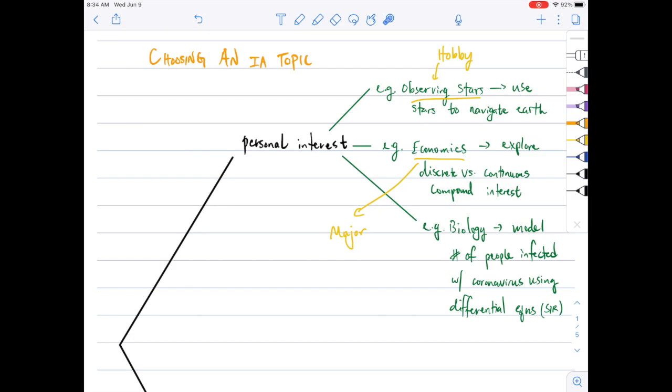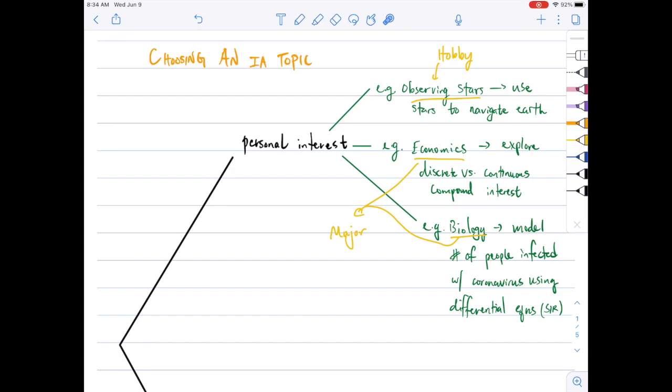I had another student who had an IA around biology, and biology was his future major. He wanted to go into a biology-related major, and so he looked at modeling the number of people infected using differential equations. Specifically, there's a model, the SIR model, and it can be used to model how viruses grow over time. And so that's what he did.